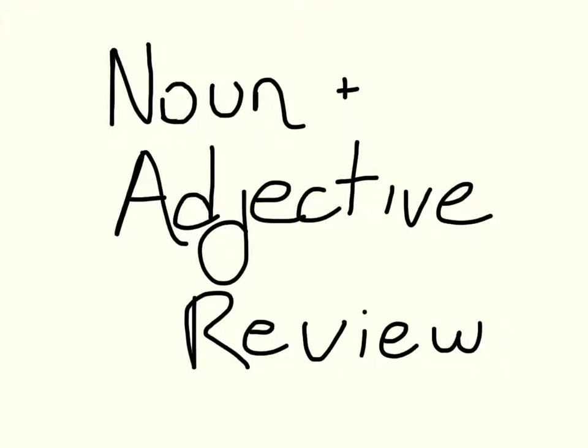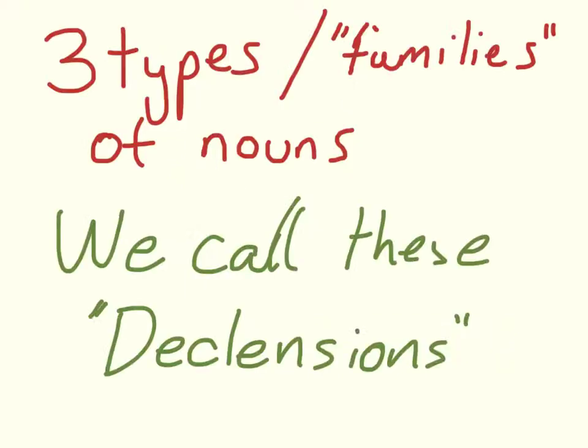This is a quick review of nouns and adjectives, as well as an introduction to neuter nouns. We have seen so far three types, or three families, of nouns. We call these families declensions. So we're going to review these declensions really briefly.